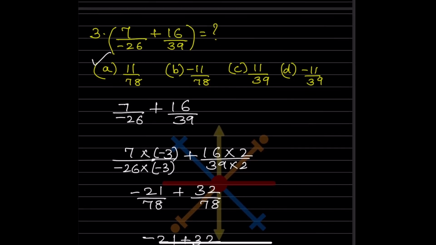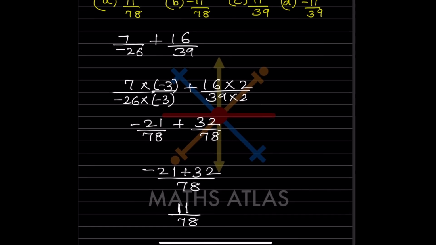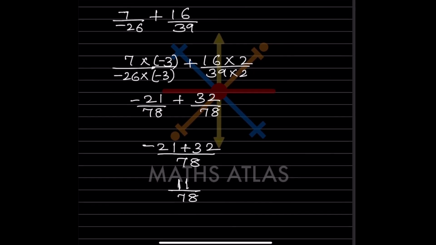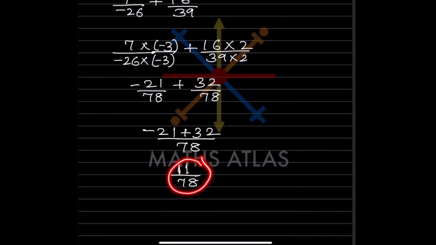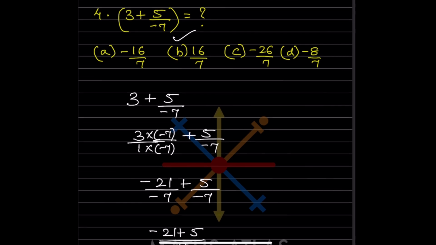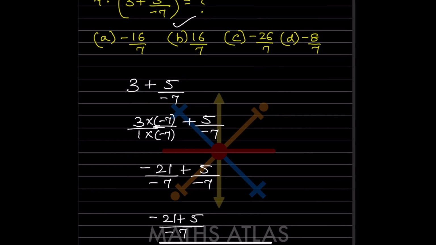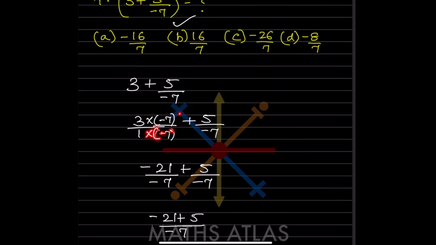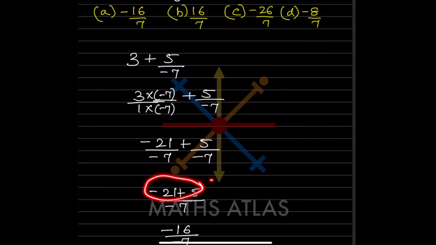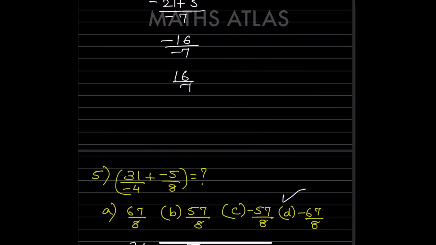Again this one, the same. The LCM is 78. Just have a look at it. So you don't need more explanation. So 11 by 78. Again this is the same. Here actually there is nothing, which means there is 1. So the LCM is going to be minus 7. So you have to multiply by minus 7. And then when you solve it, both places have a negative sign, so that becomes positive. So the answer is 16 by 7.